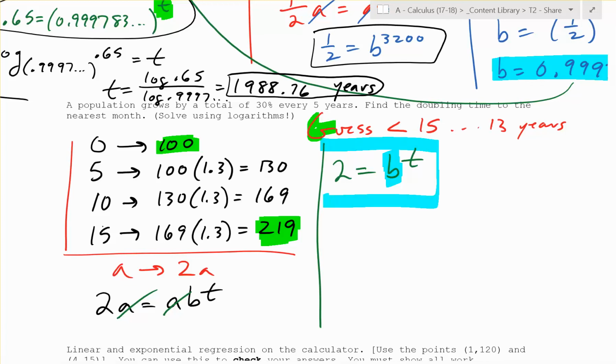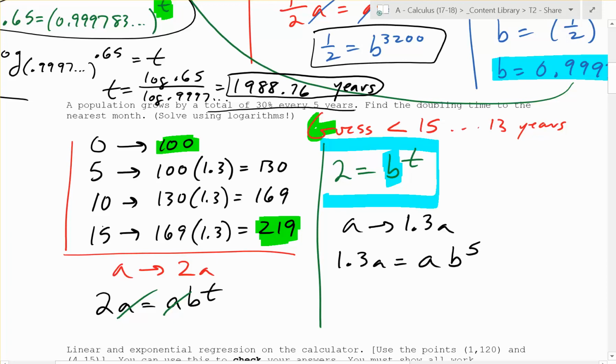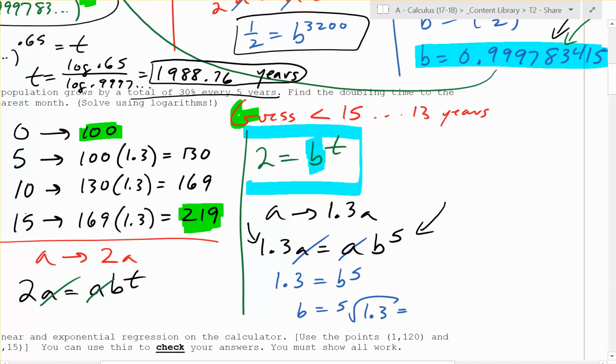So what are we going to do? Well, in 5 years, it goes from A to 1.3A. So we know 1.3A is equal to A times B to the 5, because this is growing by 30% every 5 years, just like what we did before. The A's cancel, leaving 1.3 equals B to the 5th. So B is equal to the 5th root of 1.3. You need your calculator for that.